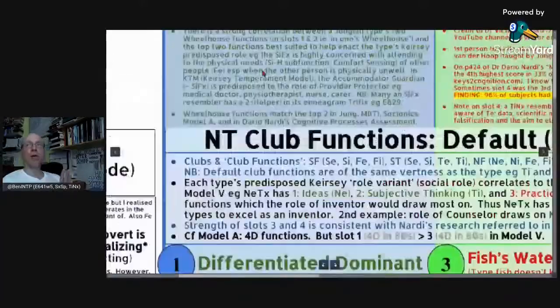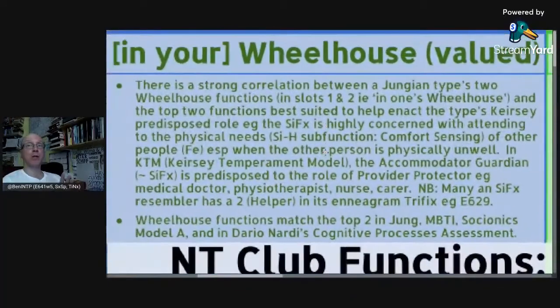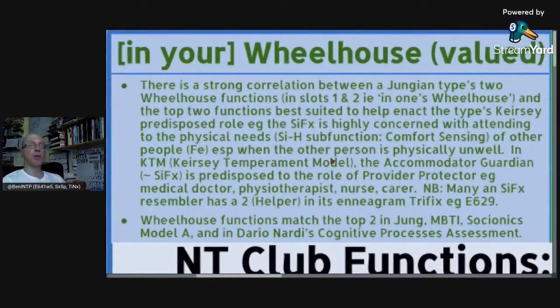So, in your wheelhouse, and this will also include the auxiliary. So we're talking about NI and TE in the NIT. There's a strong correlation between the Jungian type's two wheelhouse functions in slots 1 and 2. So NI and TE in INTJ, i.e. in one's wheelhouse, are the top two functions best suited to help enact the type's Kersey predisposed role.